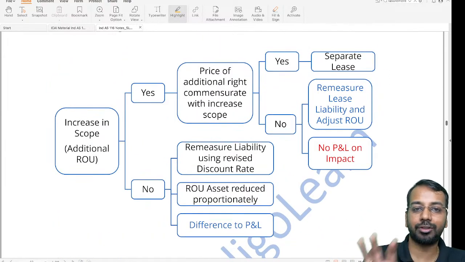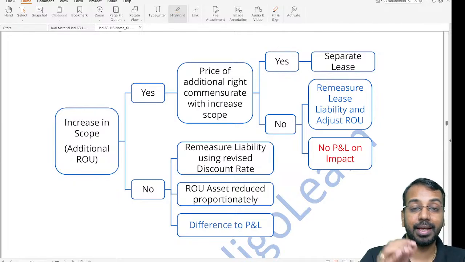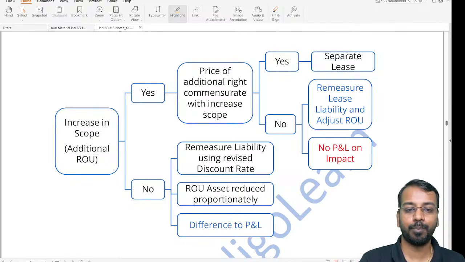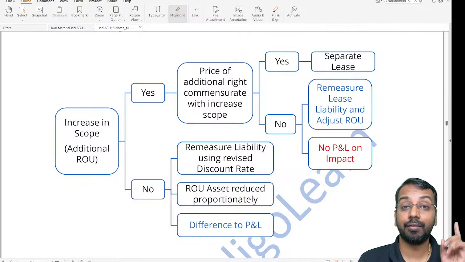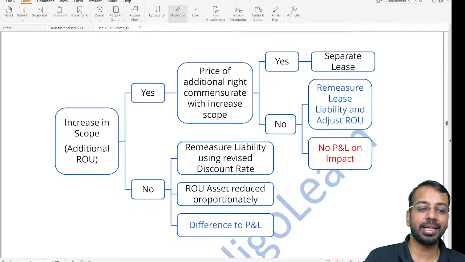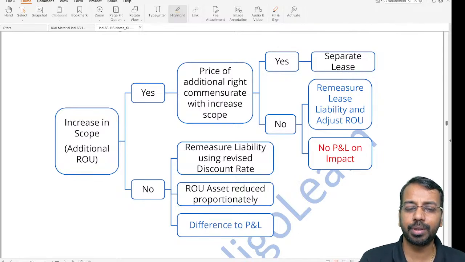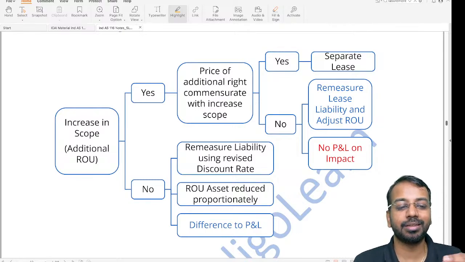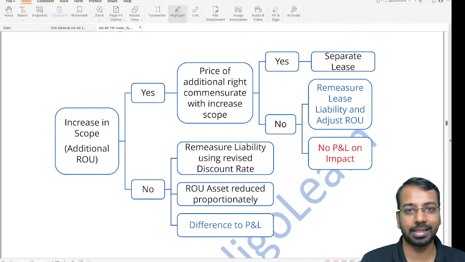you understand this chart, you are through. You have to understand this chart, you are through. How do we account for lease modification? First check that you have to do, and listen to this very, very carefully. First check you have to do whether there is an increase in scope. Increase in scope means there is a new right of use asset. Floor area increased. One more asset is under the lease. Earlier, I had taken one floor, now I have taken two floors. That is called increase in scope or additional right of use asset.